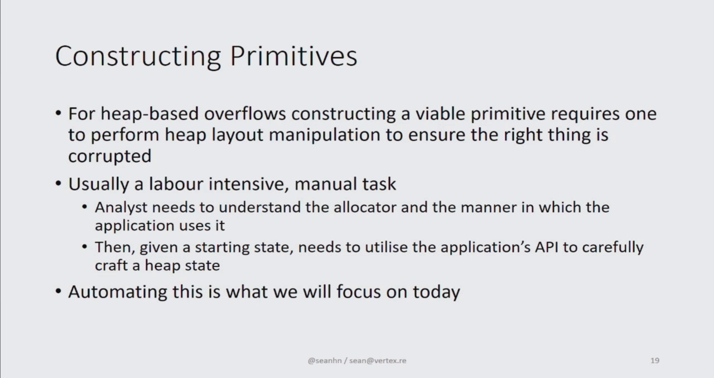Okay, so for heap-based buffer overflows, this manipulation process is typically done on the heap layout itself. And it's usually a fairly labor-intensive task. So the analyst needs to understand the allocator, the manner in which the application uses the allocator, and also, given a starting state, you need to utilize the application's API in order to carefully craft the heap state, because typically you can't interact directly with the allocator itself. And this is what we're going to talk about automating today.